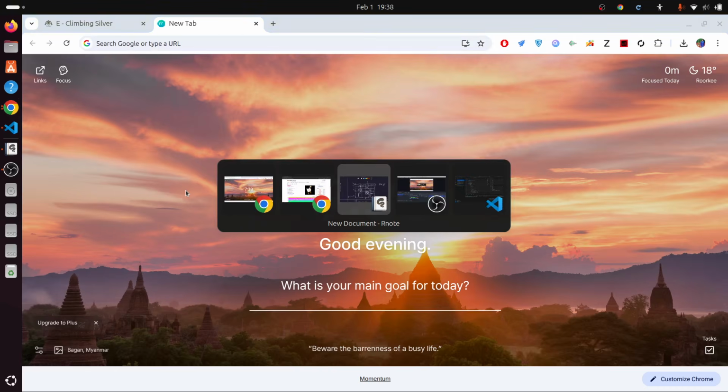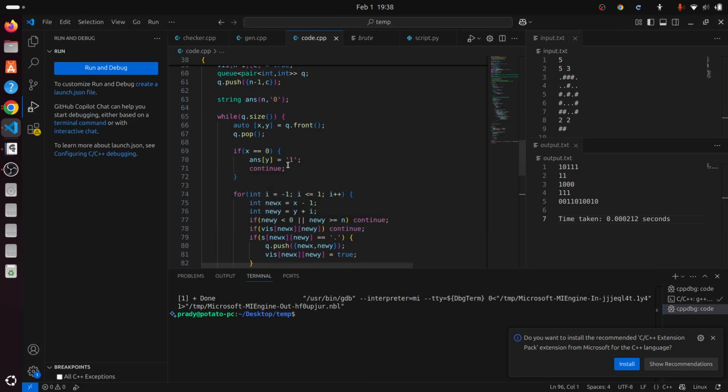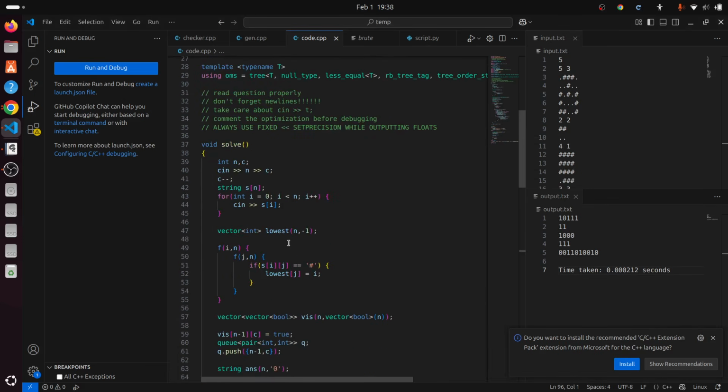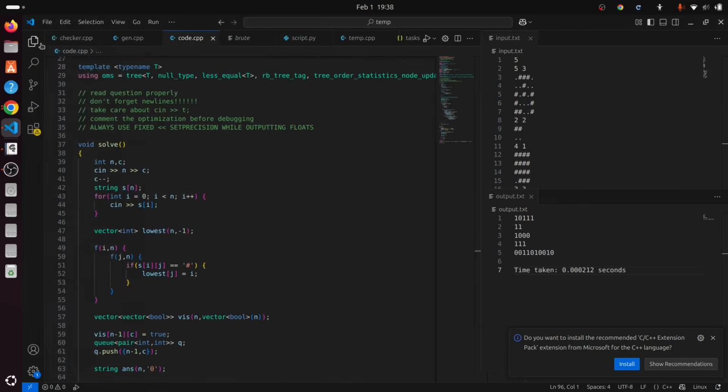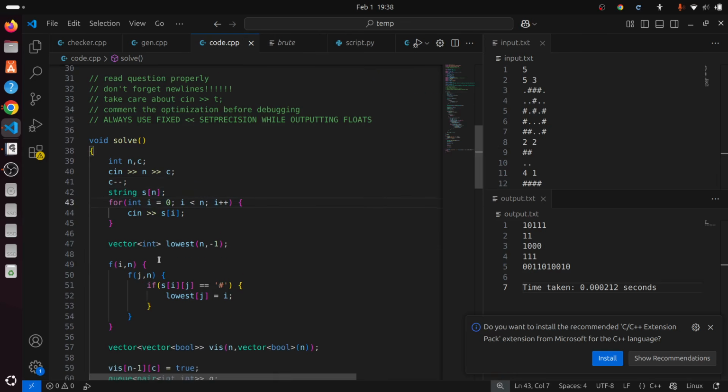So this was the logic for problem E, and I'll show the code for it as well. So we have n, c, and c minus minus because of zero indexing. They have given one index, but I want zero index, so I'll do c minus minus. Then string s of n, and I'll input this board, right?